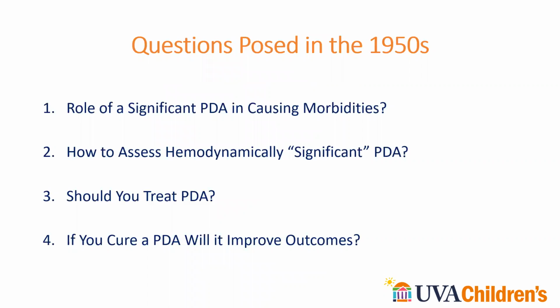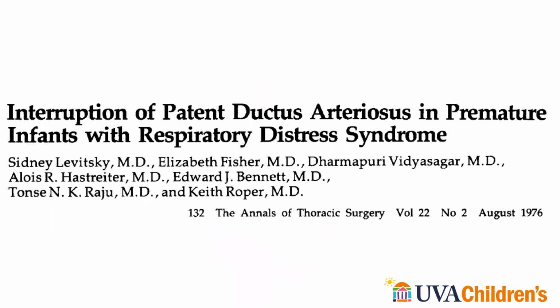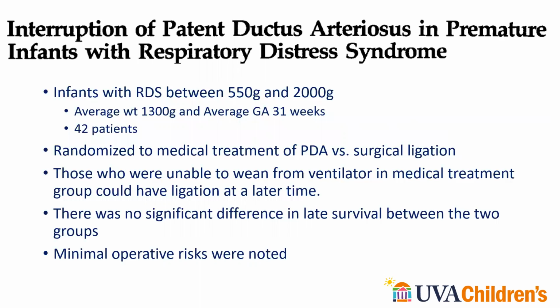So now back to these questions that were posed in the 1950s. Now we're going to talk about whether you should treat the PDA and what you should treat the PDA with. This is one of the very first randomized controlled trials testing the benefits of early surgical ligation of the PDA, completed in 1976. 42 infants with respiratory distress syndrome, between 550 grams and 2,000 grams, were randomized to medical treatment of the PDA versus surgical ligation of the PDA.